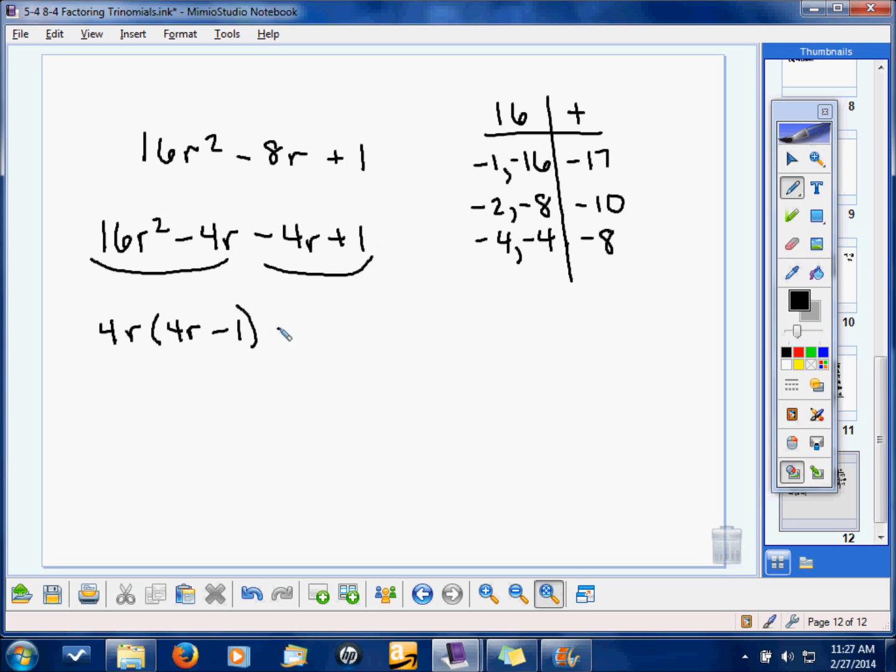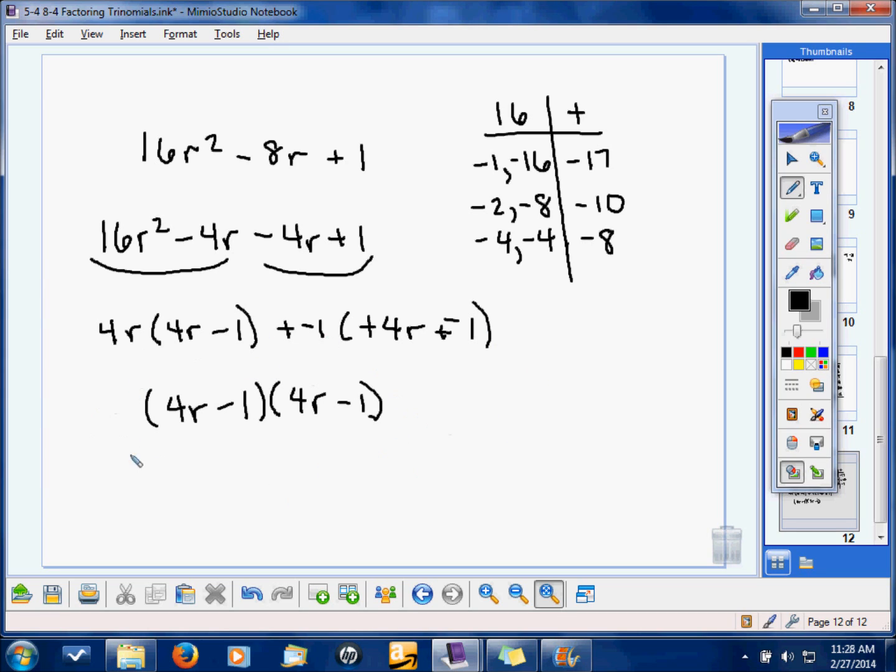However, we could do plus 1, but if we try plus 1, does it match exactly? No, so we have to do our little trick. What's our little trick? We're factoring out a -1. So that makes this one positive and this one negative, and then it matches. So this is really 4r minus 1 times 4r minus 1.